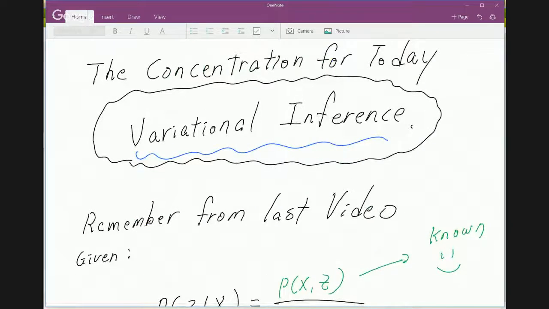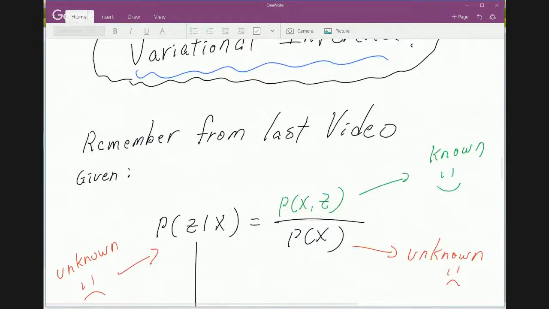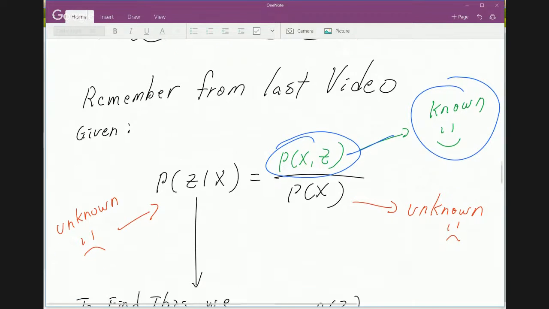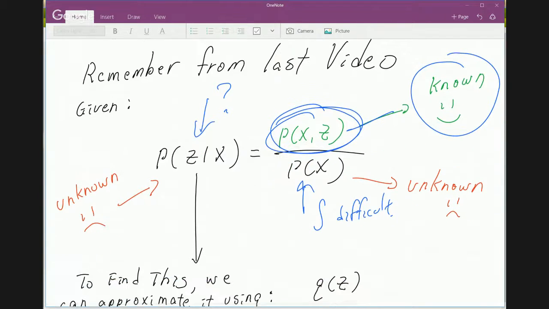Remember from the last video, if we had given this green thing, which is known, right here, and this is the conditional. So we have the joint, we don't know the conditional. This is unknown, and we can't find this because the integral is very difficult to solve. So this is the problem.